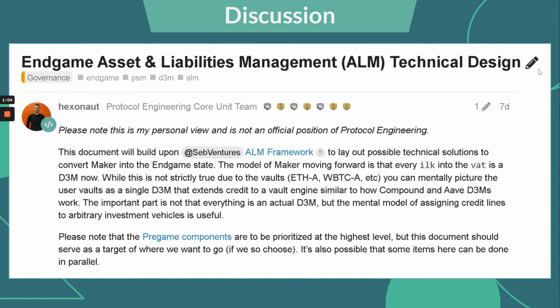And hopping over into our discussion. In this post, Hexanaut of the Protocol Engineering Core Unit team draws on Sebastian's ALM framework to outline technical approaches to bringing Maker into the endgame phase. There are three primary components that must be in place for the endgame transition, which are the D3M v3, an ALM controller, and a PSM v2.